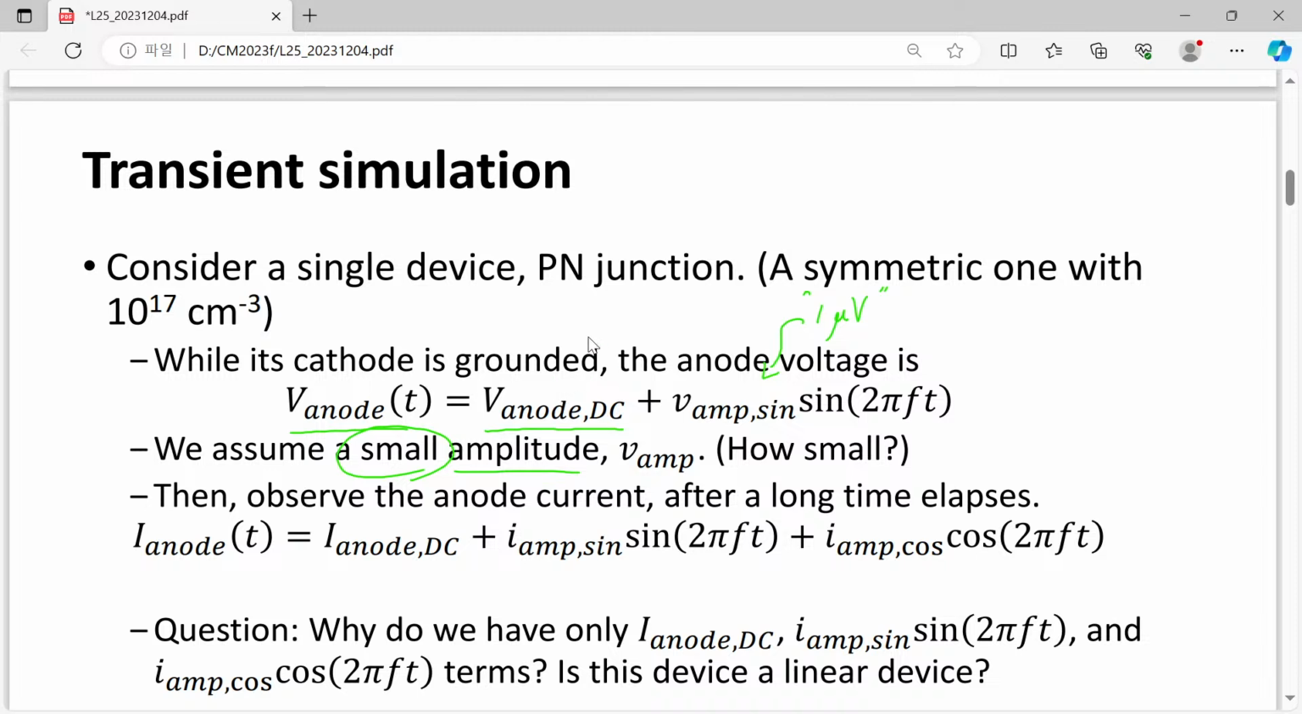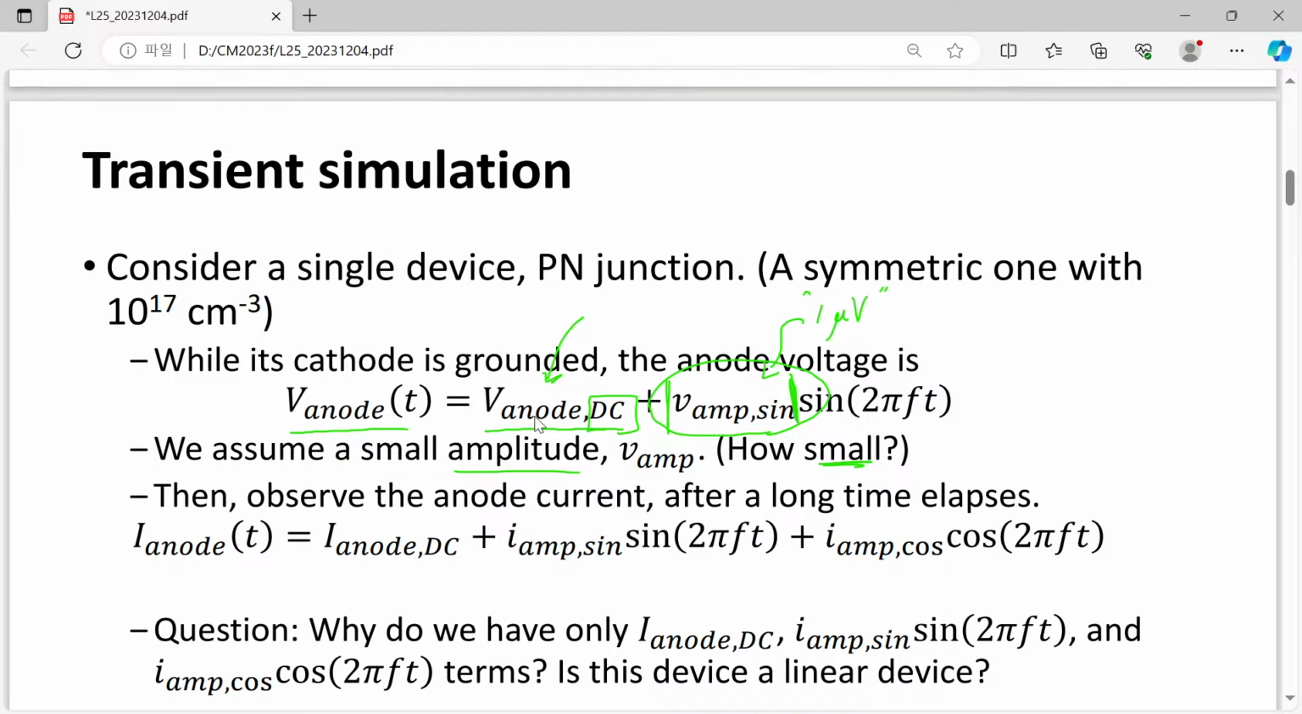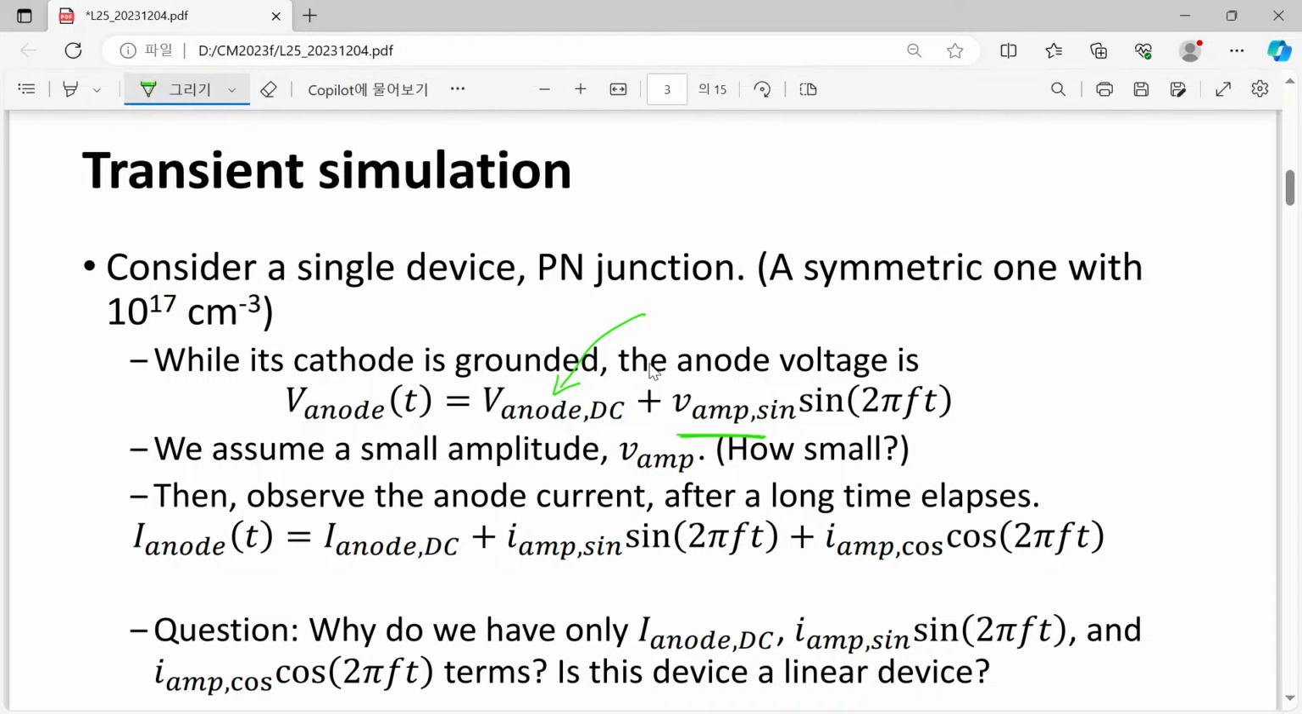So please don't confuse the smallness of the amplitude of a small signal variable with the value of your DC voltage. It is not related to the smallness of the amplitude. Simply speaking, even when your anode DC voltage is just 0 volt or 1 microvolt or 1 nanovolt, it is not directly related to your amplitude. So you can take any value of the DC value.